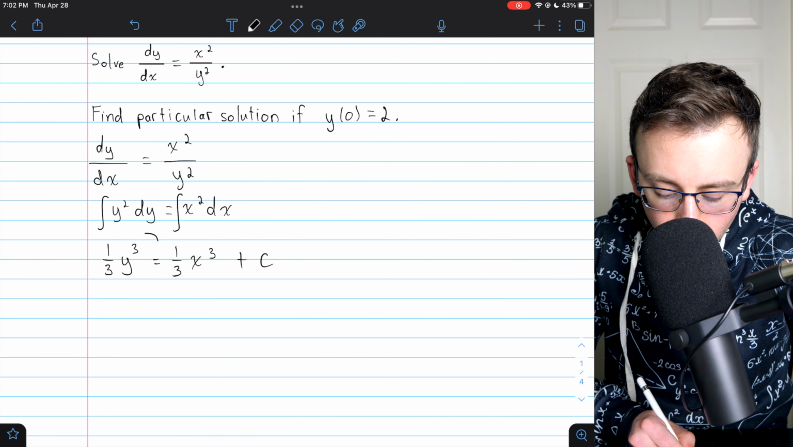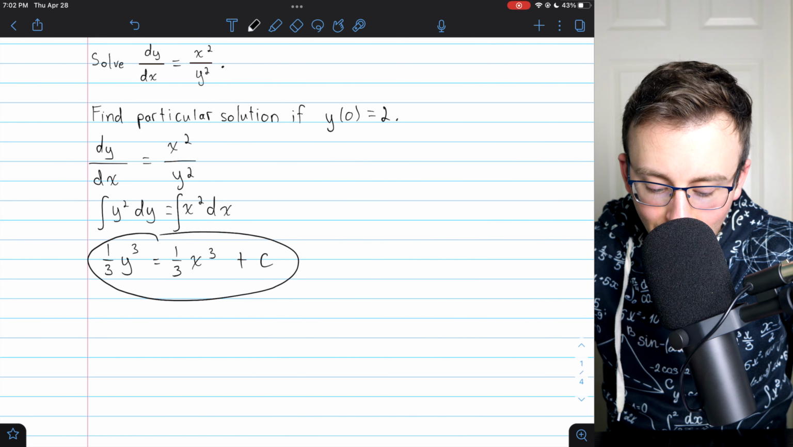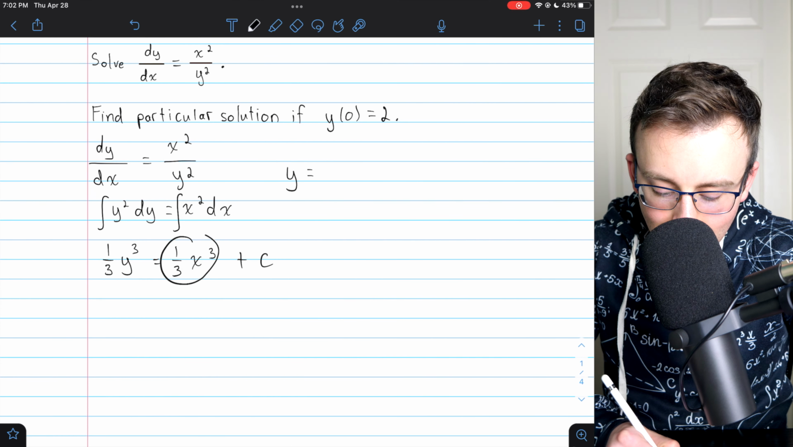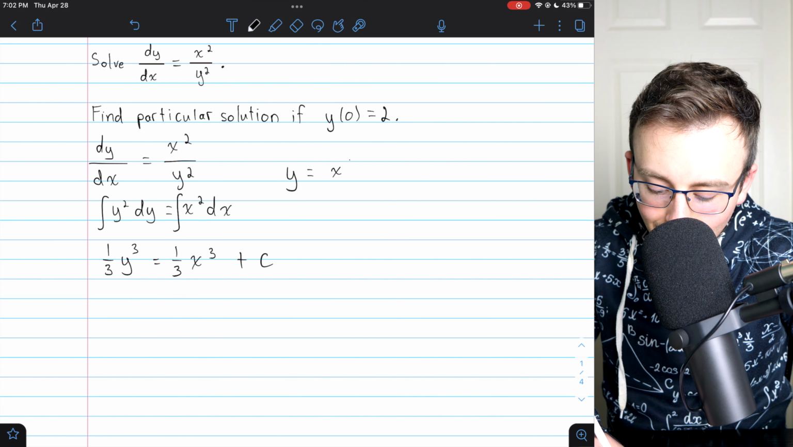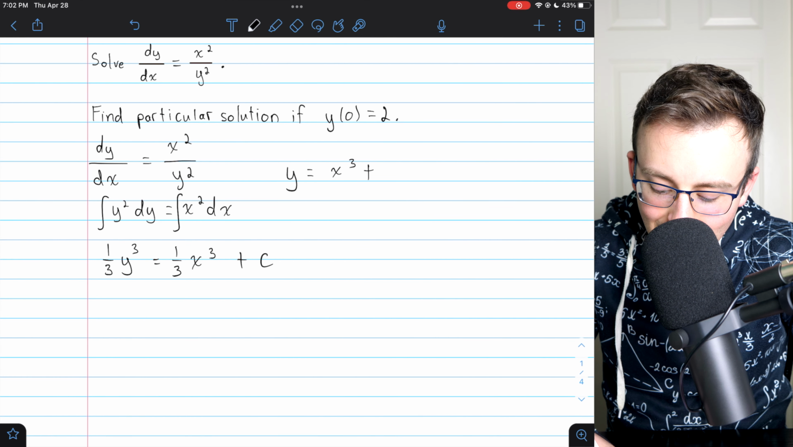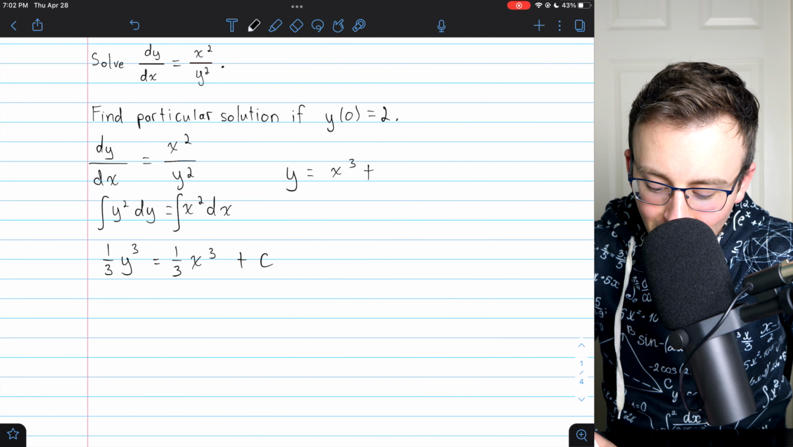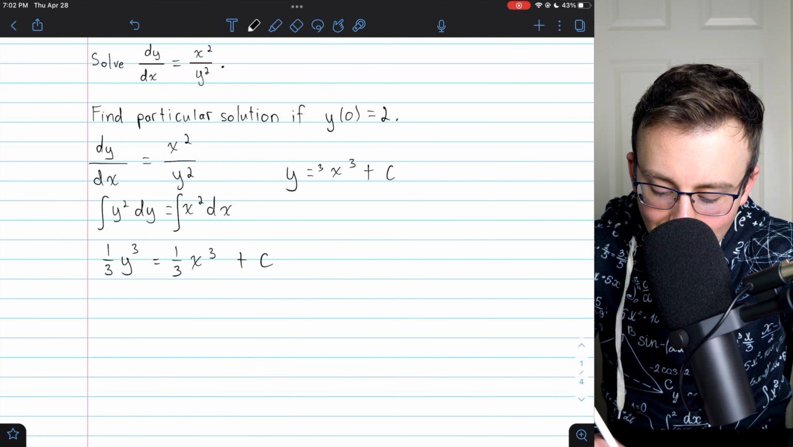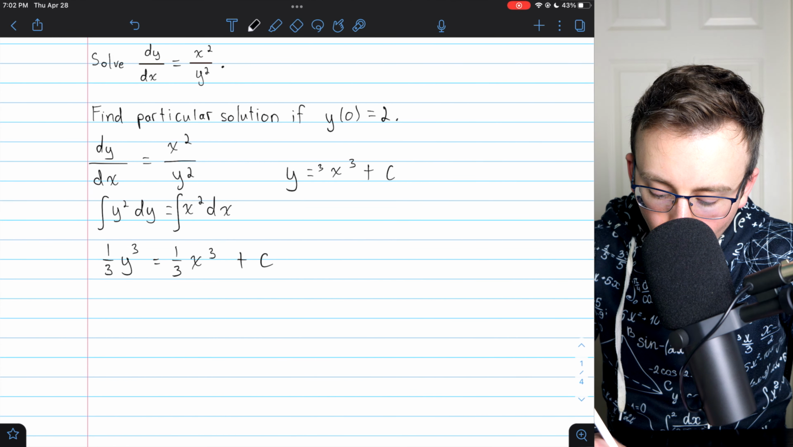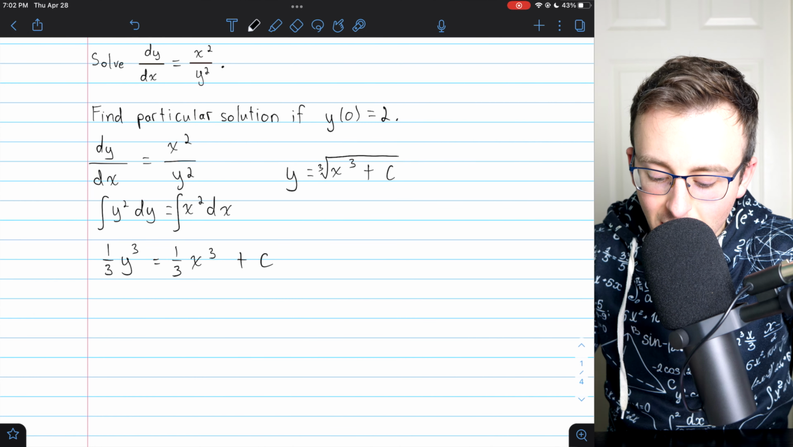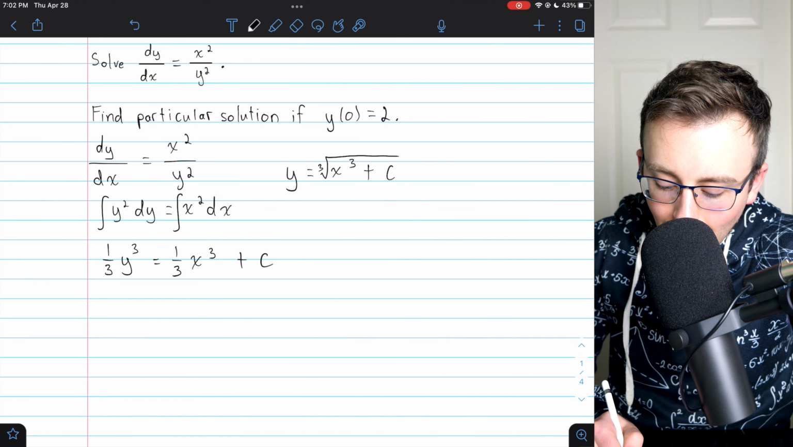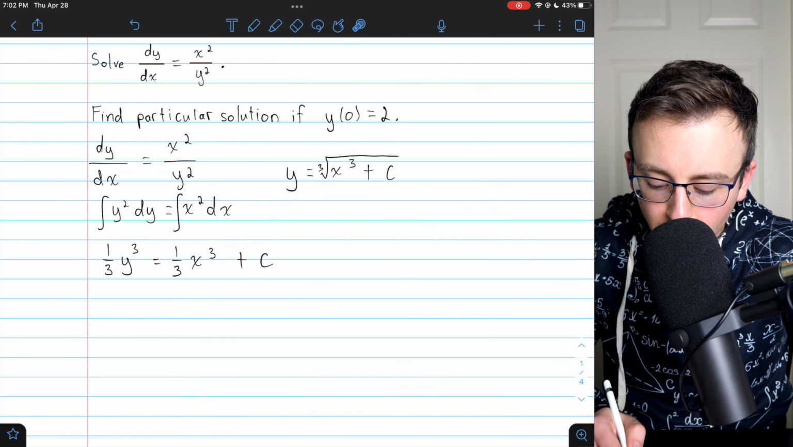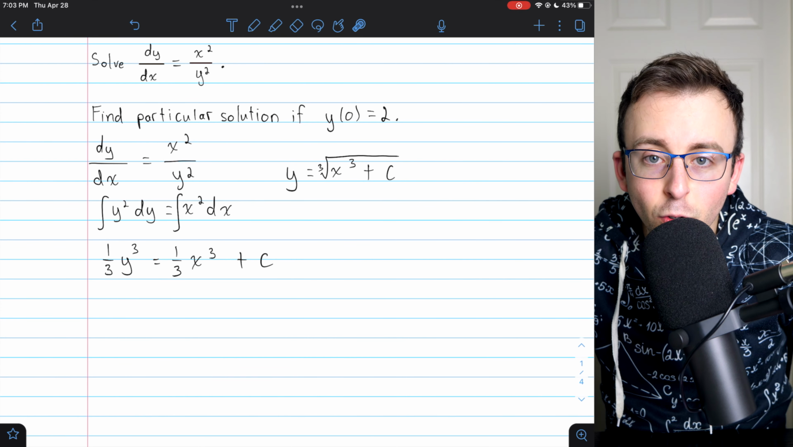To solve for y, we'll just multiply both sides by 3 and then take the cube root. And so we're going to have that y equals 3 times 1/3 x cubed is just x cubed. 3 times c is 3c, but again, that's just a constant, so I'm going to be kind of sloppy and just call it c. And then we would have taken the cube root of both sides of the equation. And so we have that y is the cube root of x cubed plus c, and that is our general solution.